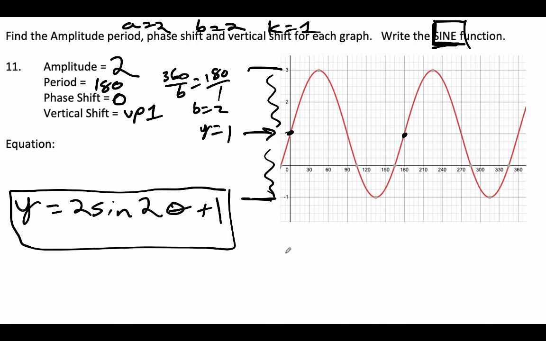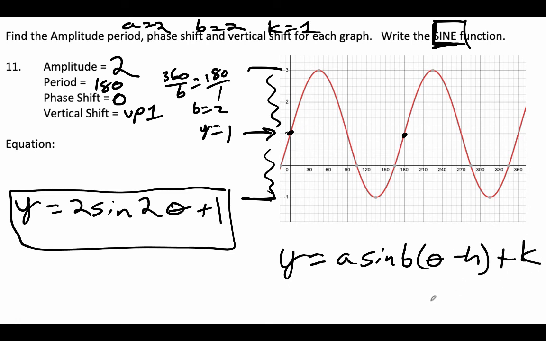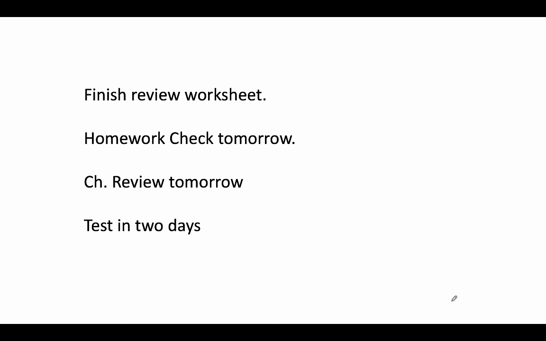So please remember, for these other ones, I think they do move them, at least on 1 or 2 of them. A sine or cosine b theta minus h plus k. Don't forget the minus is an opposite. All right, where do we go from here?